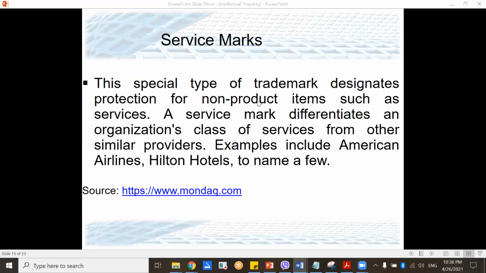The next one is the service mark, which is a special type of trademark that designates protection for non-product items such as services. A service mark differentiates an organization's class of services from other similar providers. Examples include American Airlines, Hilton Hotels, and so on.